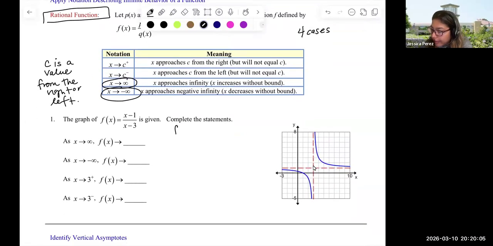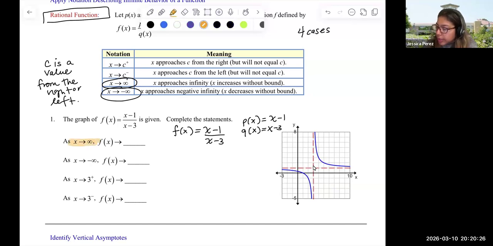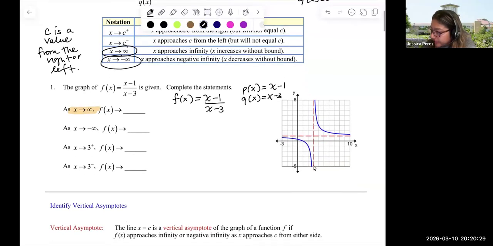Here we have f of x equal to x minus 1 over x minus 3, where p of x is x minus 1 and q of x is x minus 3, where x minus 3 cannot equal 0. What do we notice? Well, what happens as x goes to infinity? Remember, as x goes to infinity, it's going to approach a value. What value is it approaching? The value it's going to be approaching is positive 1 from above.